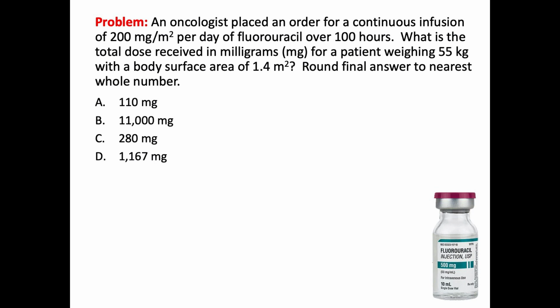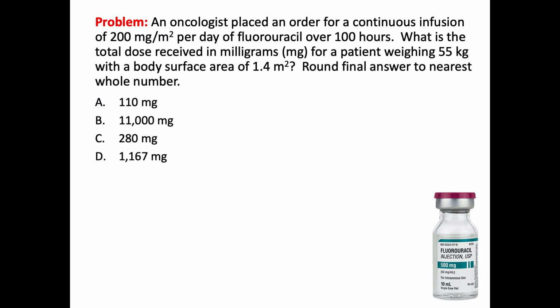In this case, it says an oncologist, which is a doctor used to treat cancer. So this is a chemo drug, or a drug used for cancer. The oncologist placed an order for a continuous infusion of this drug, fluorouracil, at a rate of 200 milligrams per meter squared, and that dose over 100 hours. So the question is, what is the total dose received in milligrams for a patient weighing 55 kilograms and with a body surface area of 1.4 meters squared? Round your answer to the nearest whole number.